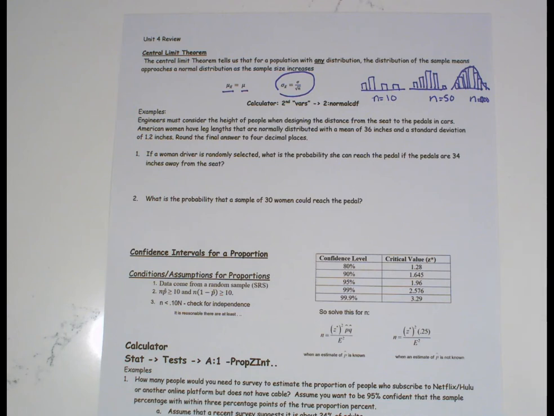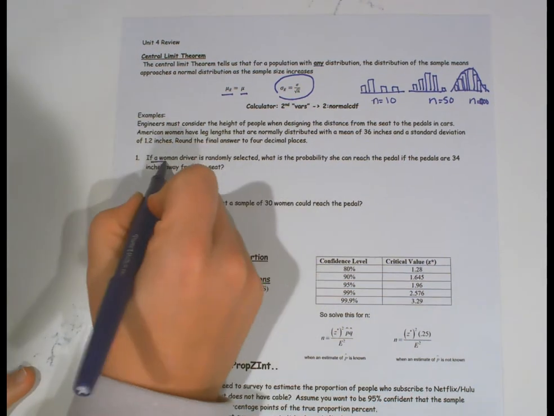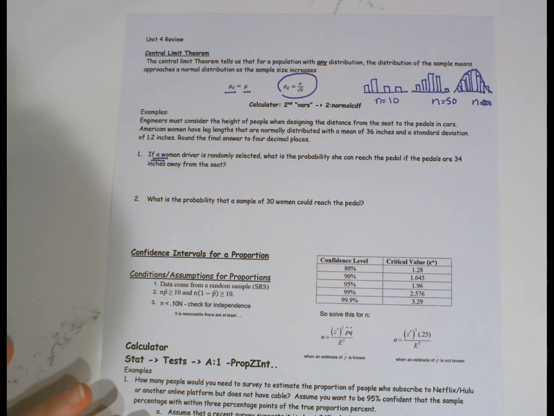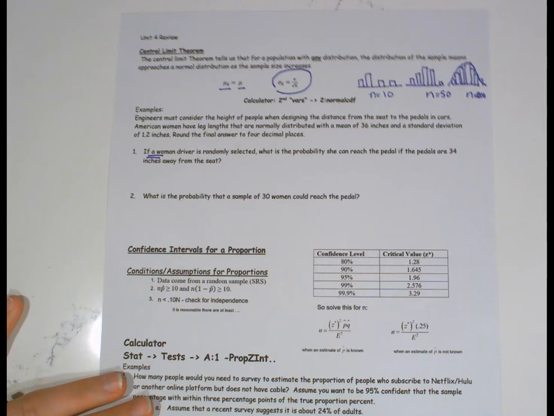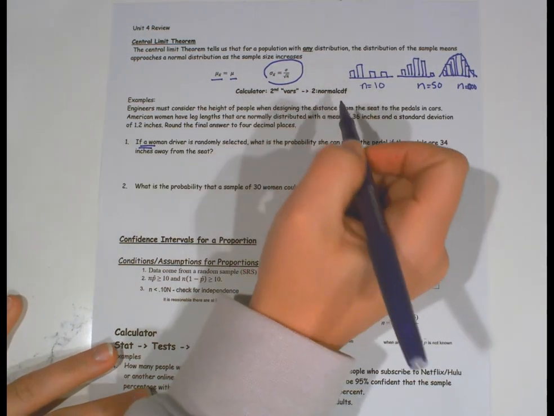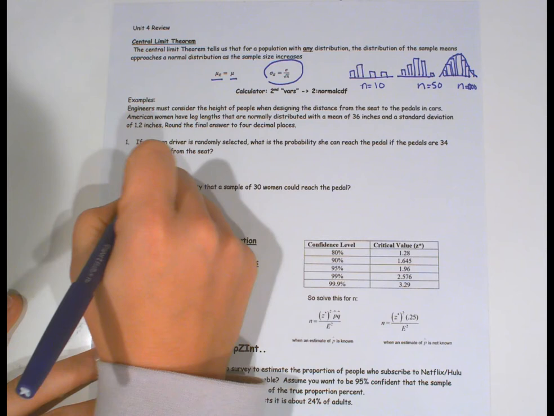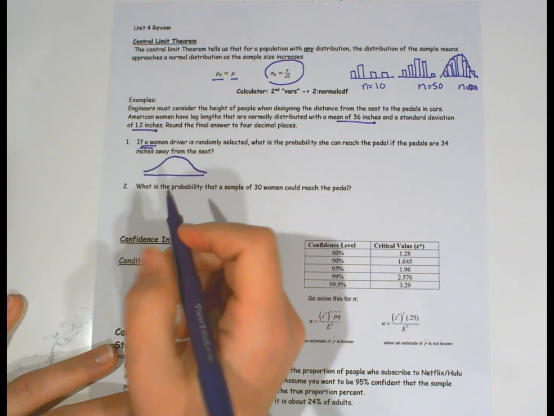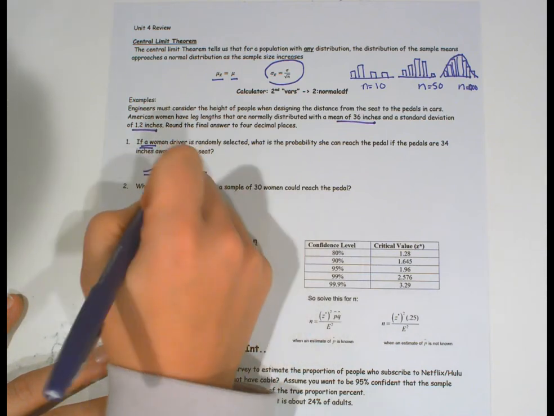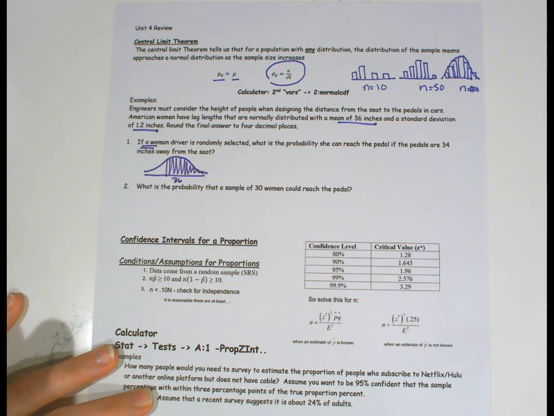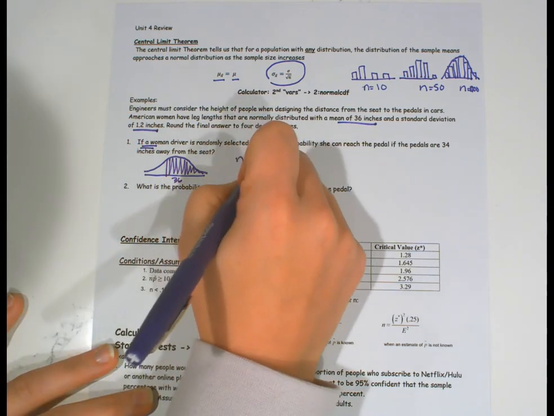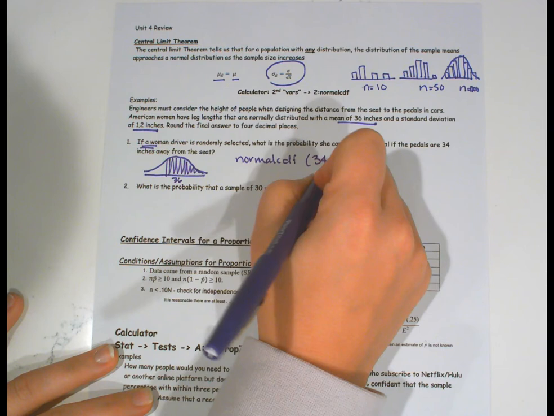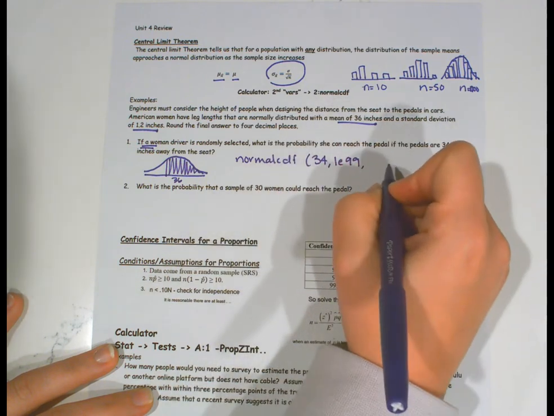So if we look at this first example, the first question says, if a woman driver is randomly selected, what is the probability she can reach the pedal if the pedals are 34 inches away from the seat? So when you're just talking about one person in our sample size, we're doing our normal CDF how we did in Unit 3. So we're considering, right, if our mean is 36 inches and our standard deviation is 1.2, we're considering 34 to be over here, and anyone taller than 34 inches will be able to reach the pedal. So we would do normal CDF from 34 to the rest of the graph.